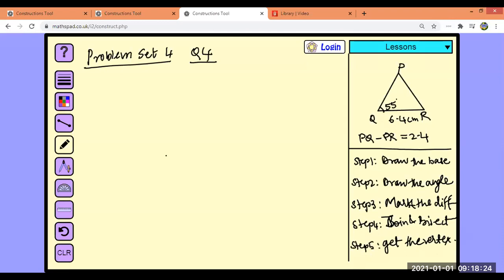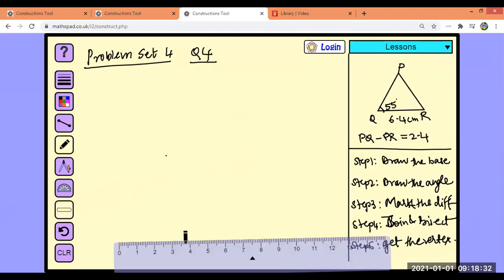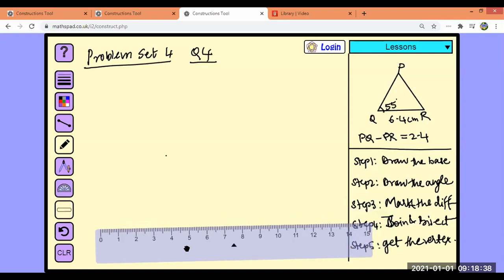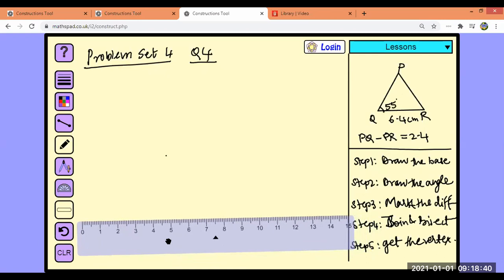When we get the vertex, we just join it to the other end. That completes the construction. Okay, so let us begin here. We start with drawing the base. So here QR, I'm going to take it to the extreme left.